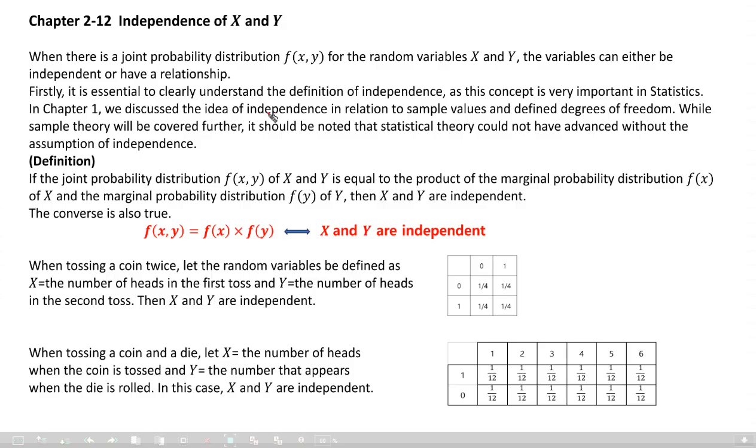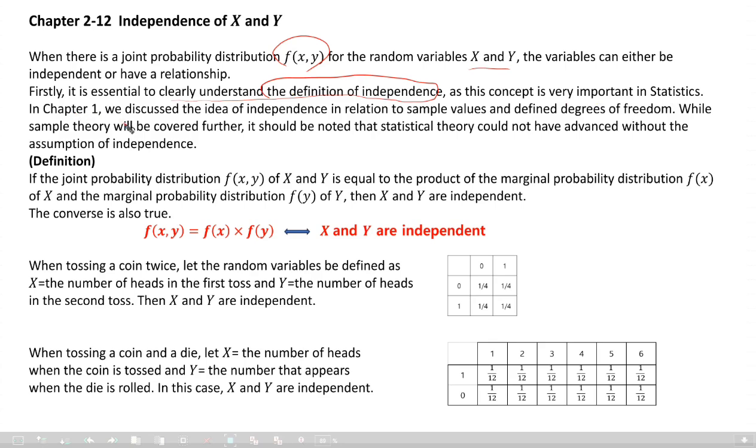There is a joint probability distribution function f_XY for random variables X and Y, right? The variables can either be independent or have a relationship. Firstly, it is essential to clearly understand the definition of independence. What is independence in statistics? As this concept is very important in statistics, it is important to understand it.